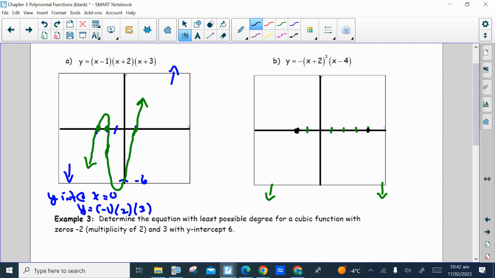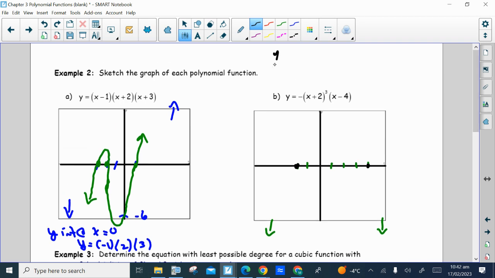The x-intercept of -2, because it comes from a factor of x plus 2 that's cubed, means it has a multiplicity of 3 and therefore a point of inflection. We can find our y-intercept by letting x equal 0. 0 plus 2 is 2, cubed is 8. 0 minus 4 is -4. So that's going to be actually at +32. So it's going to be way up here. I'm labeling that as +32.